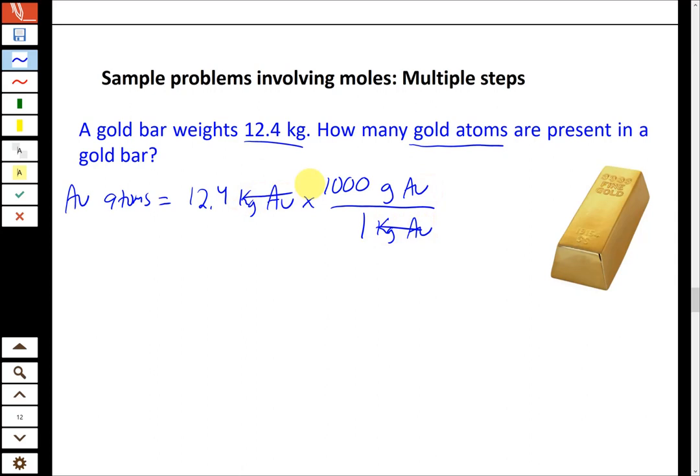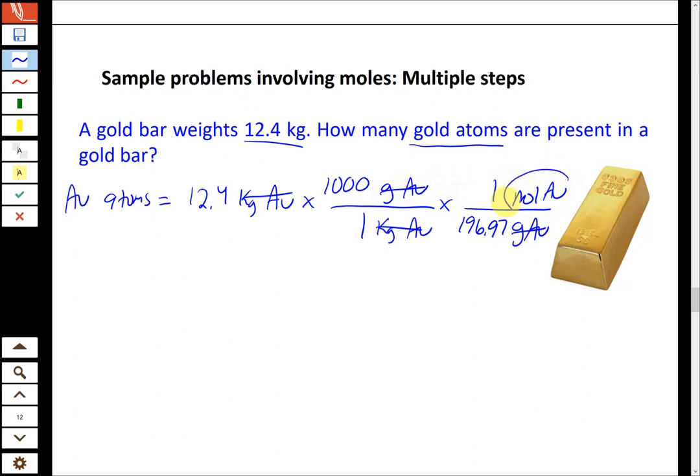All right, so that gets us to grams, and then we can use that to get into moles now. And we want grams to cancel out, so that's going to go on the bottom. So grams per mole is the atomic mass. We looked it up earlier. It's 196.97 grams of gold in 1 mole.